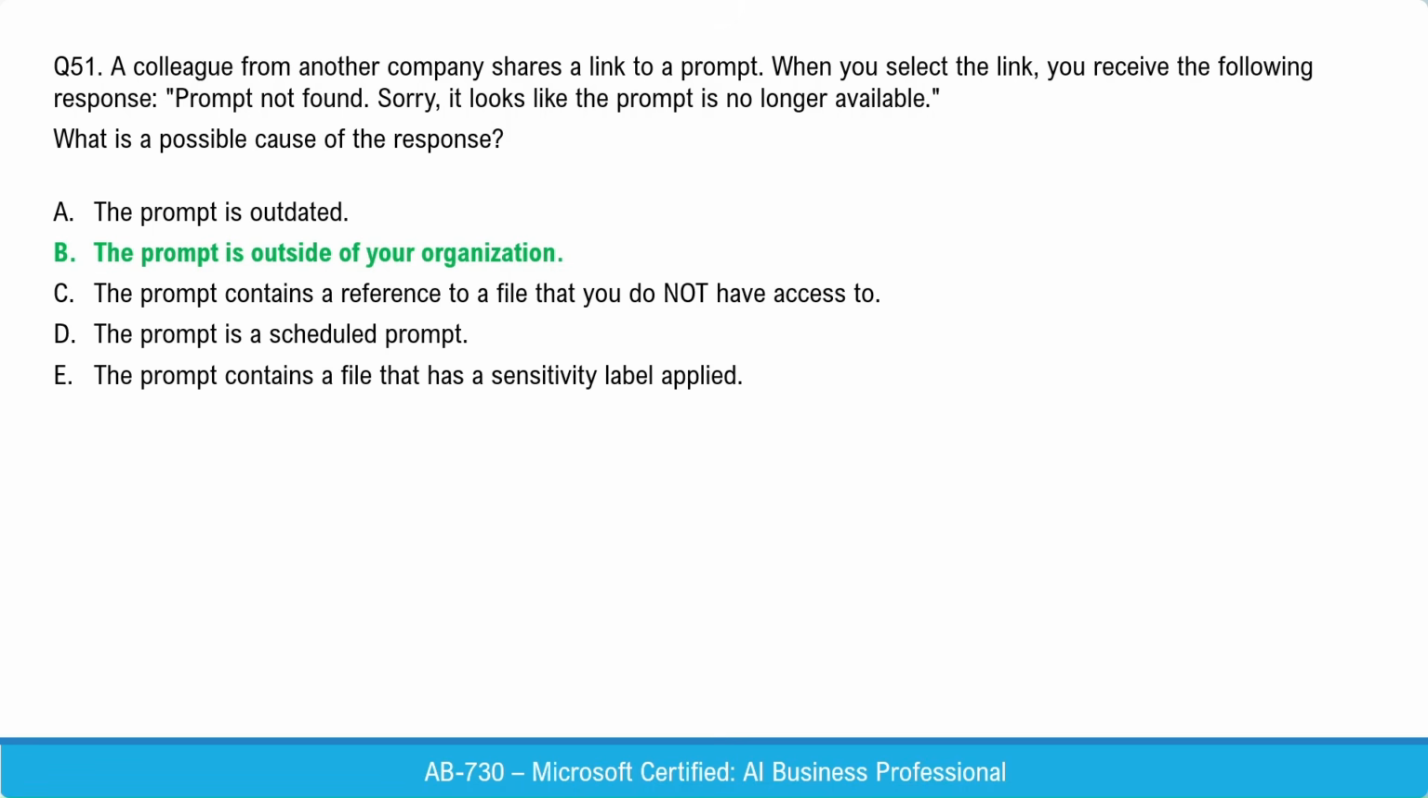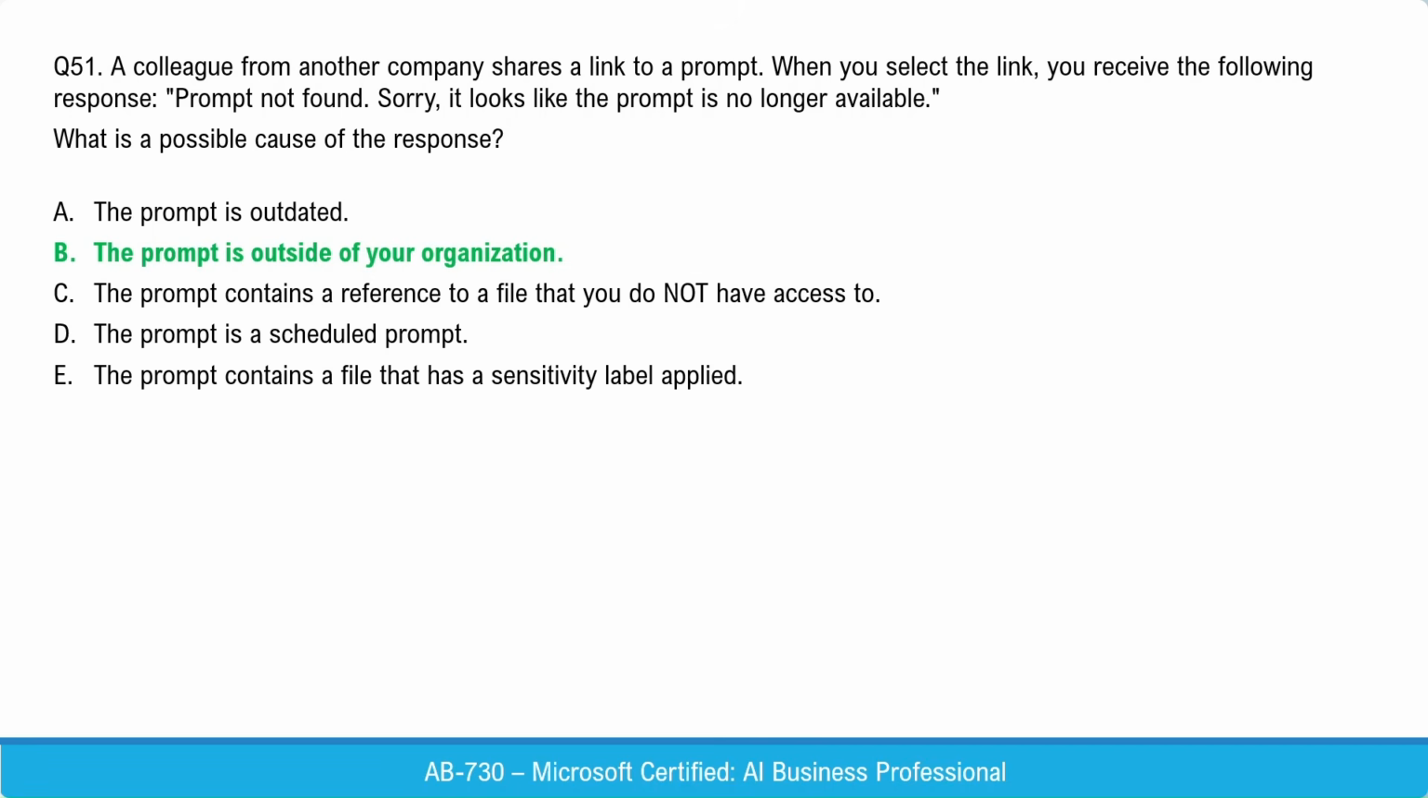Let's understand why. Well, you received a prompt link from someone in another company, and when you opened it, you saw the message prompt not found. This usually happens due to access boundaries in Microsoft 365. Prompts are typically shared within the same organization, meaning within the same tenant. If the prompt belongs to another organization, you won't have permission to access it, and the system responds as if the prompt does not exist.